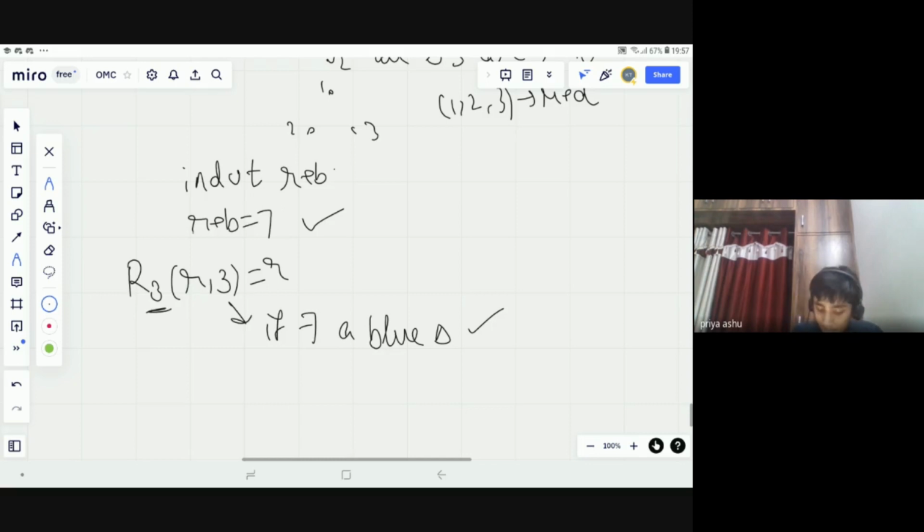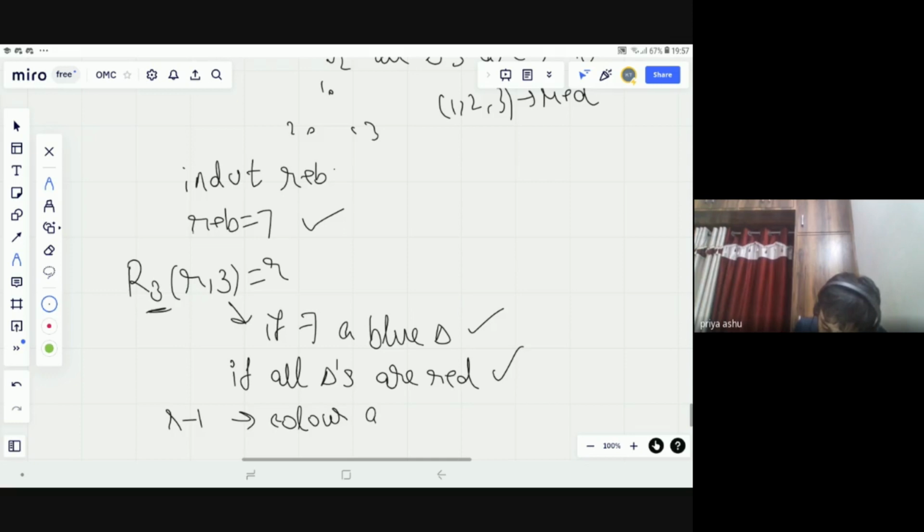Yes. So if there is a blue triangle, then we are done just because a K3 is just a triangle. Otherwise, if all triangles are red, then again we're done. For R minus 1 vertices, we color all triangles red. Perfect.